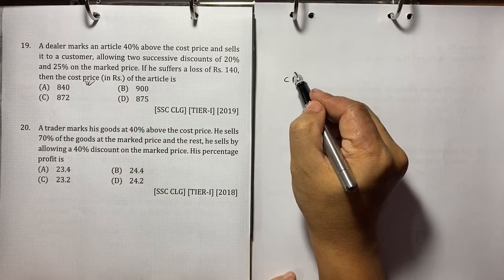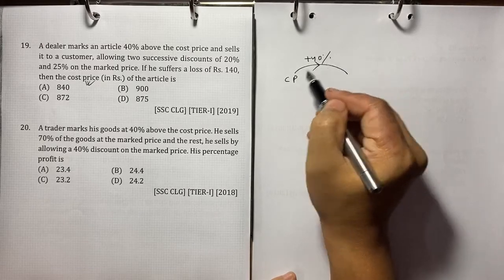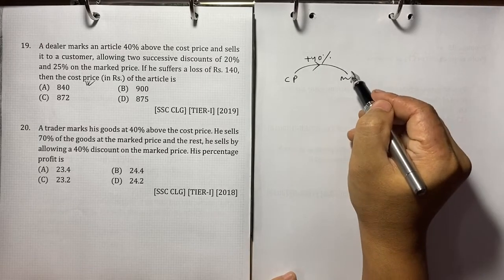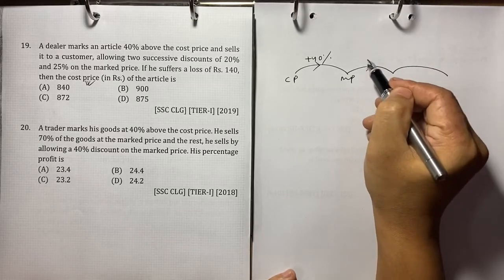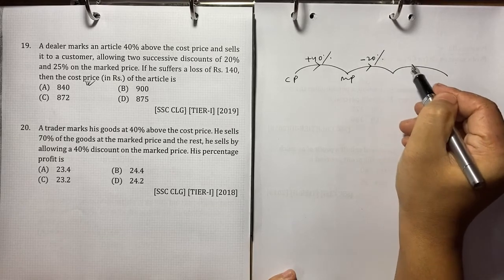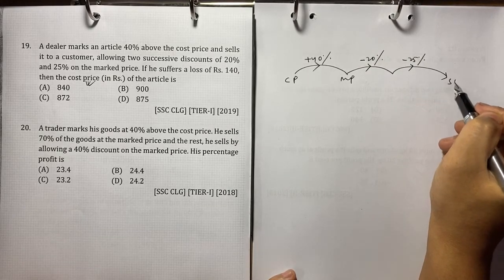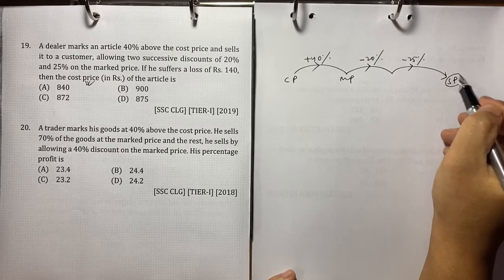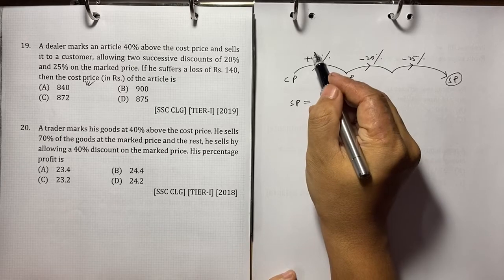The cost price is the question's starting point. It is marked 40% above the cost price, so it becomes the mark price. Then there are two discounts: first I discount it 20%, then another discount of 25%. Finally it becomes the selling price, which is a new value. The formula is: new value, selling price, equals the 40% increase.